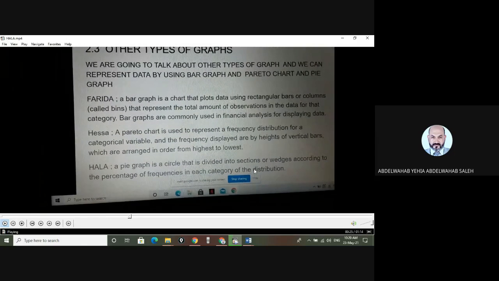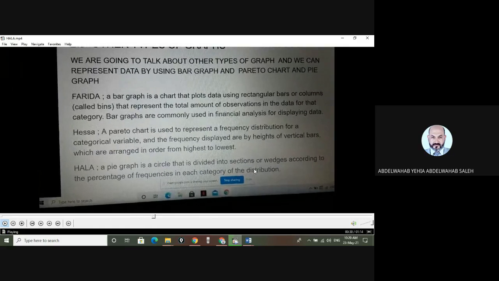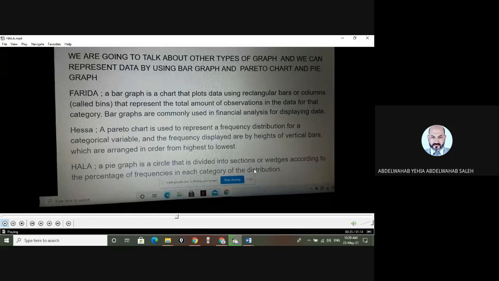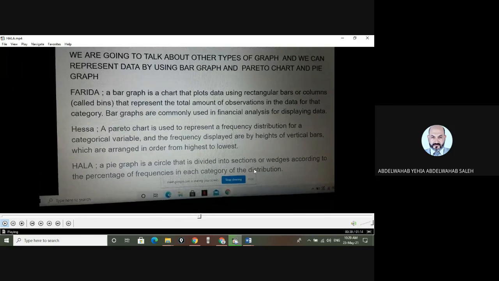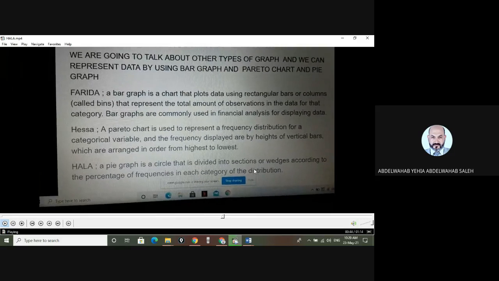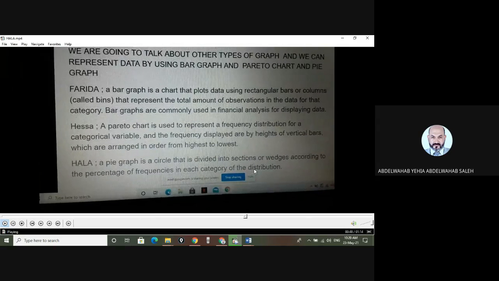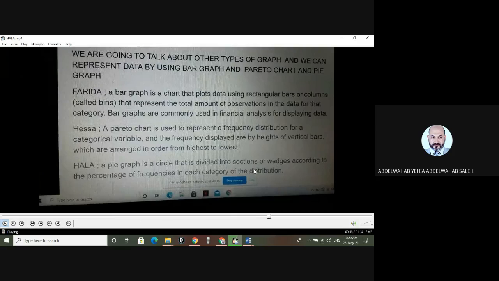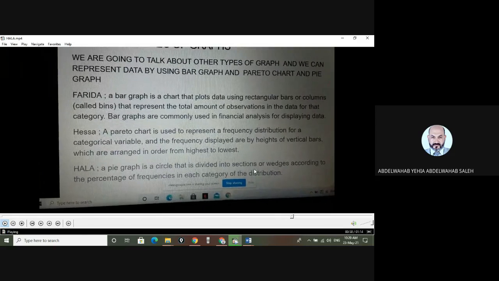A bar graph is a chart that plots data using rectangular bars or columns called bins that represent the total amount of observations in the data for that category. Bar graphs are commonly used in financial analysis for displaying data. A Pareto chart is used to represent a frequency distribution for a categorical variable, and the frequencies are displayed by vertical bars, which are arranged in order from highest to lowest.